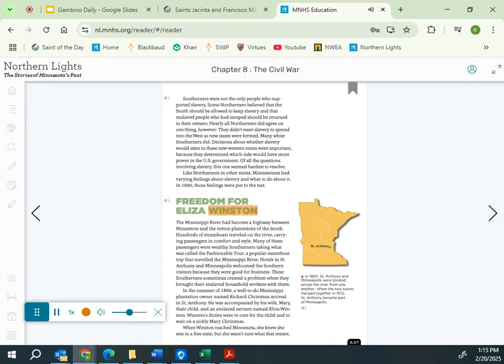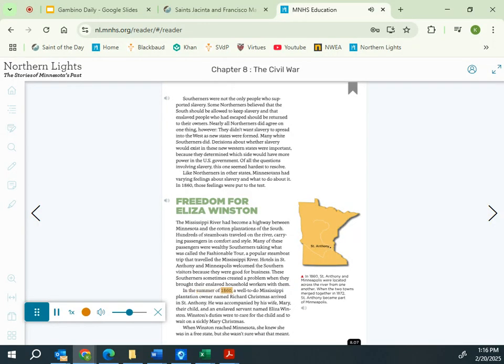Freedom for Eliza Winston. The Mississippi River had become a highway between Minnesota and the cotton plantations of the South. Hundreds of steamboats traveled on the river, carrying passengers in comfort and style. Many of these passengers were wealthy Southerners taking what was called the Fashionable Tour, a popular steamboat trip that traveled the Mississippi River. Hotels in St. Anthony and Minneapolis welcomed the Southern visitors because they were good for business. These Southerners sometimes created a problem when they brought their enslaved household workers with them.